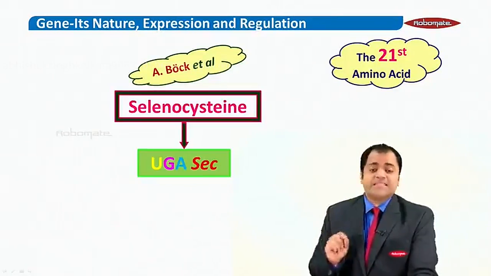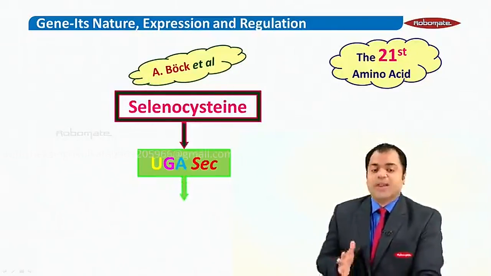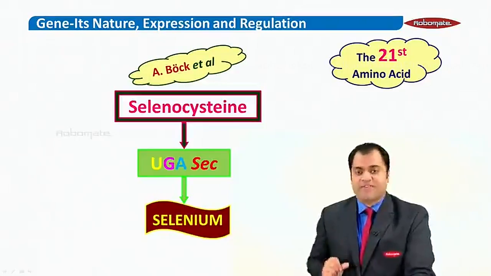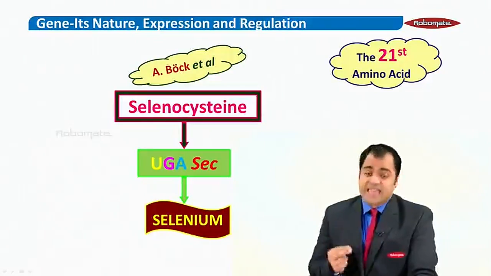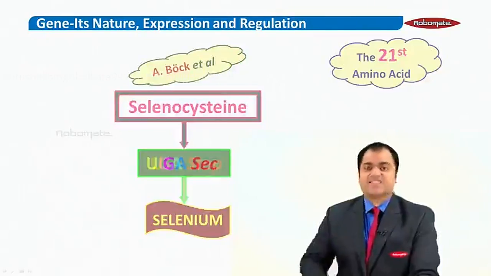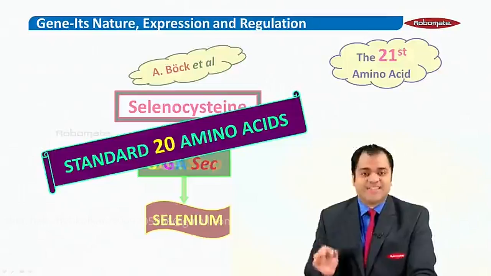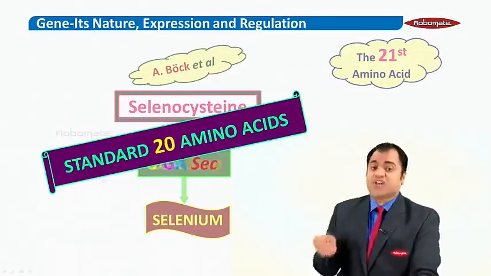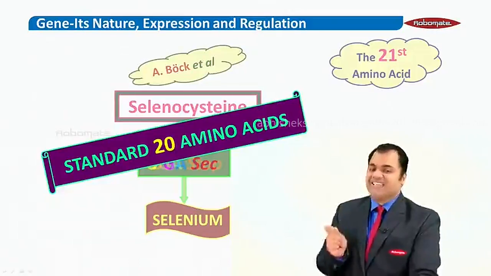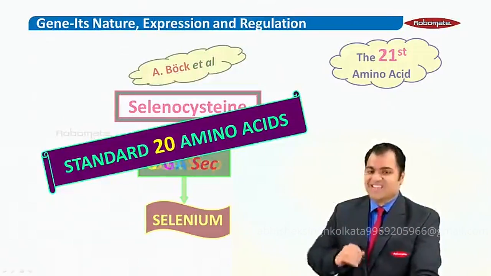But there is a condition here. Selenocysteine is synthesized only in the presence of selenium, which is an element found in the environment. Otherwise, they say that the standard amino acids for any living cell is only 20. So we can say that there are standard 20 amino acids which are coded by 61 possible sense codons, because remember, 3 codons were nonsense codons.